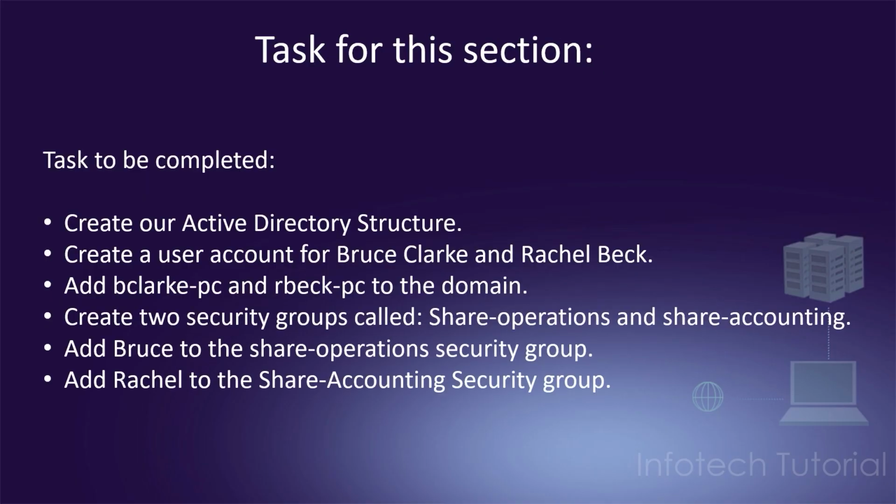And before we get started, let's lay out the task that I would like us to accomplish in this section. So first, we want to create our Active Directory structure. We want to create a user account for Bruce Clark and Rachel Beck. We want to add the bclark-pc and Rachel Beck-pc to the domain. We will create two security groups, one called share-operations and one called share-accounting. And we'll add Bruce to the share-operations security group, and we'll add Rachel to the share-accounting security group. So with that, let's get started.